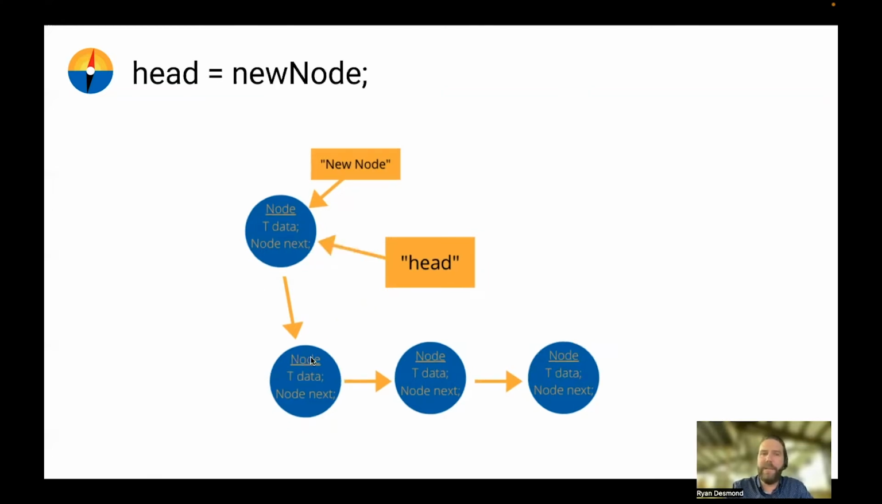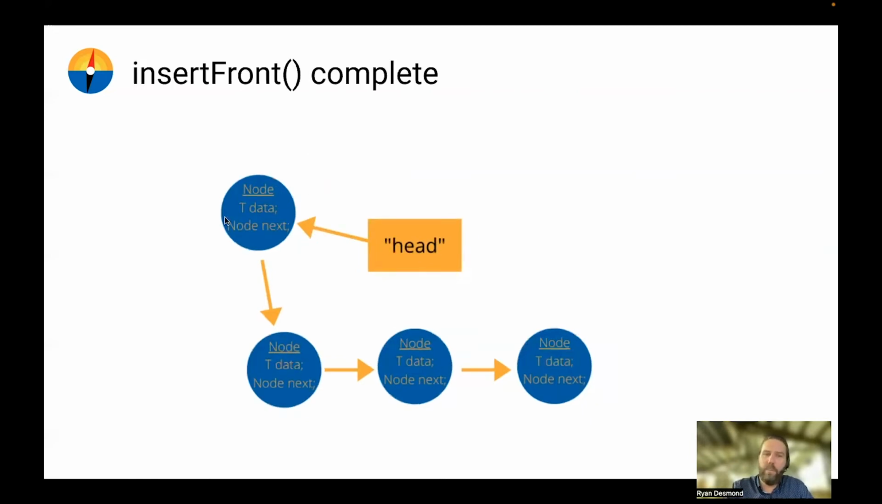So then the next thing that we need to do is point head to the new node, right? And then we've completed this insertion, where we got this new node, we pointed its next reference to the previous head in this list, and then we redirected head, or the reference to head, to the new node, right?